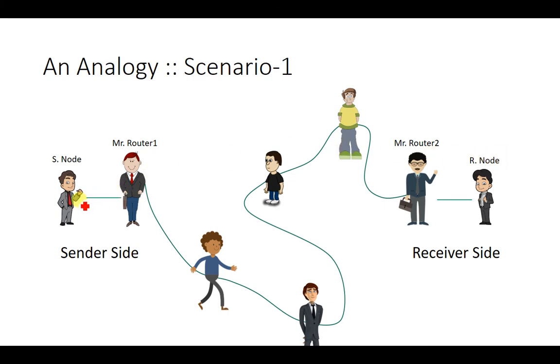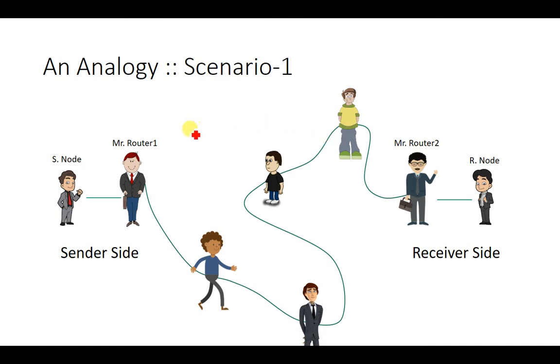So S node has been connected to Mr. Router 1 and R node is connected to Mr. Router 2. And in between them, you can see there are several routers connected in the path. So this is the path established from the sender side to the receiver side to transfer the packets. And we know that in networking terms, whoever takes the packet and delivers it to the next hop is called a router. So these people over here in this picture are all known as routers.